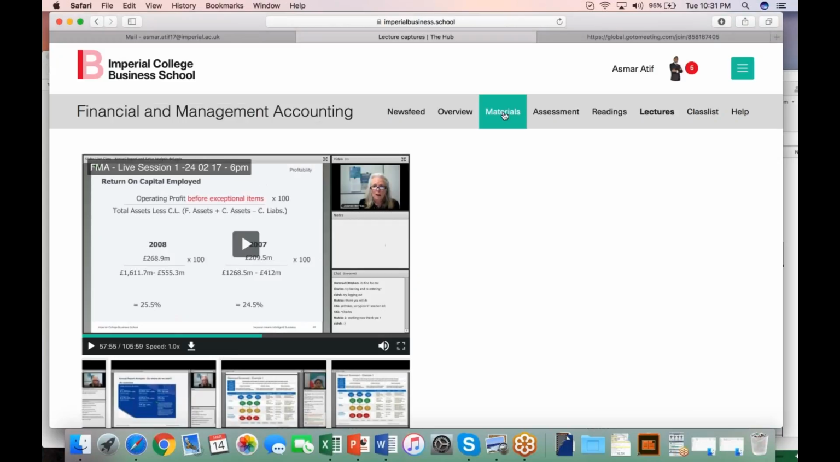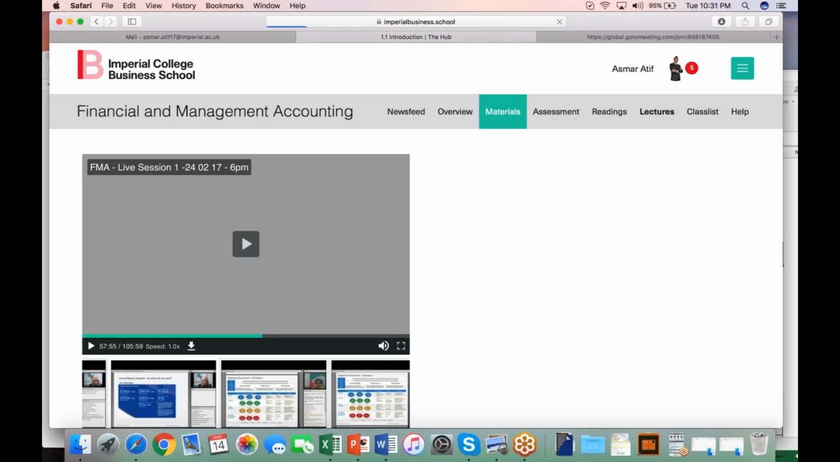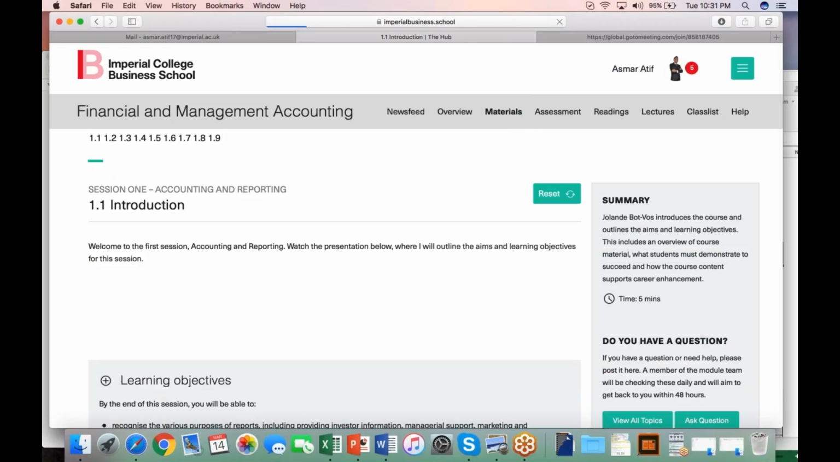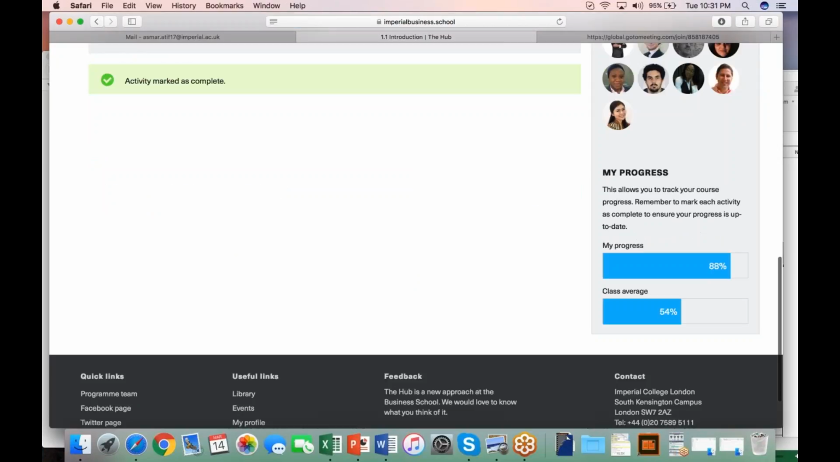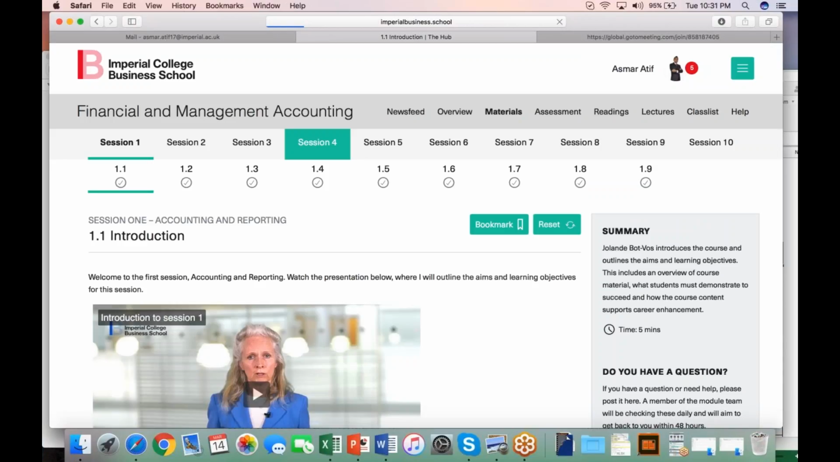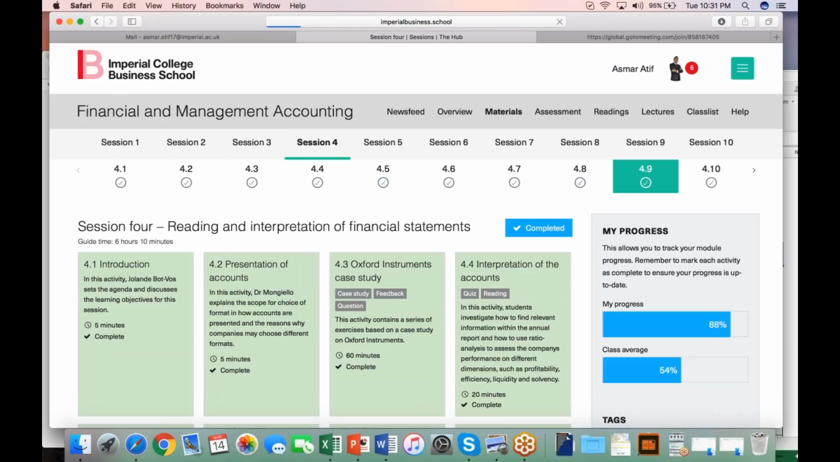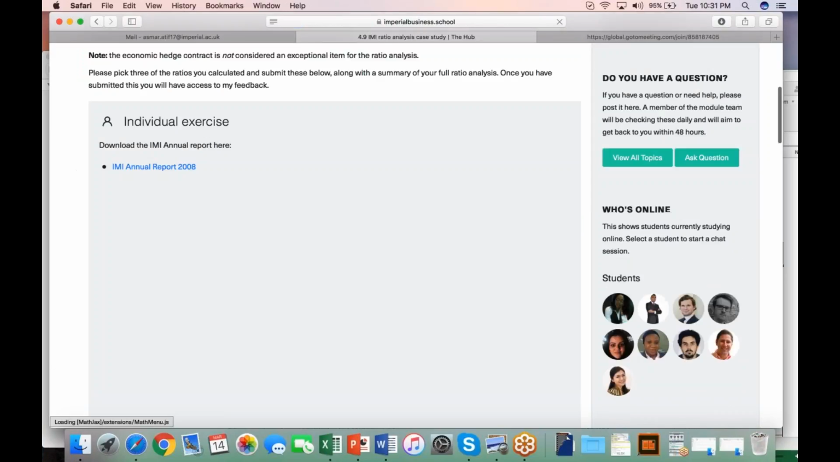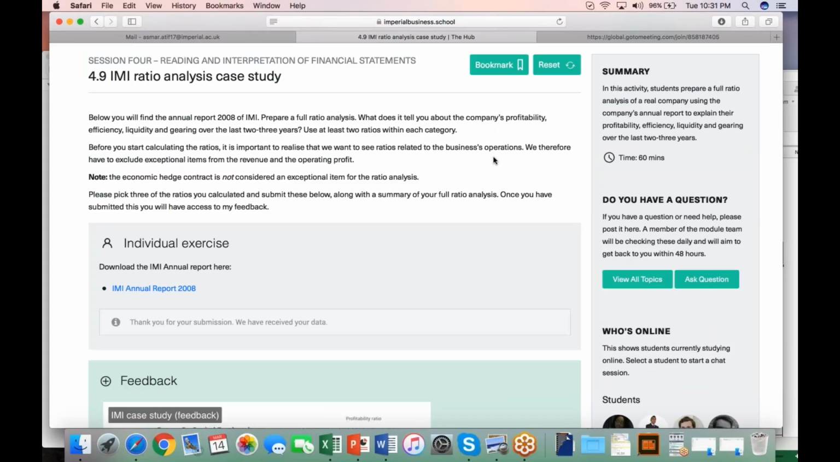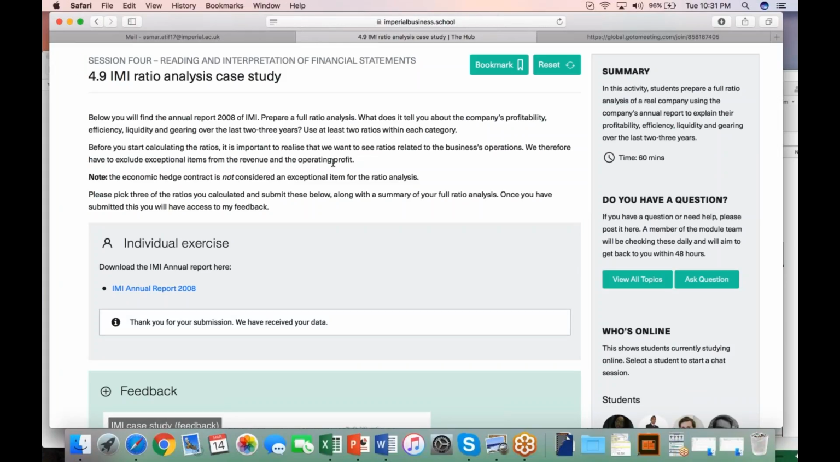If you go back to 4.9, this is what I specifically remember. If we go to 4.9, I'm just quickly doing it. See here, before you start calculating the ratios, it is important to realize that we're going to see ratios related to the business operations. We therefore have to exclude exceptional items from the revenue and operating profit. Note, the economic hedge contract is not considered.